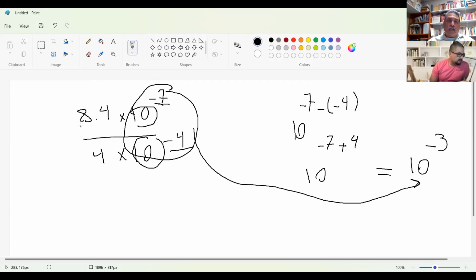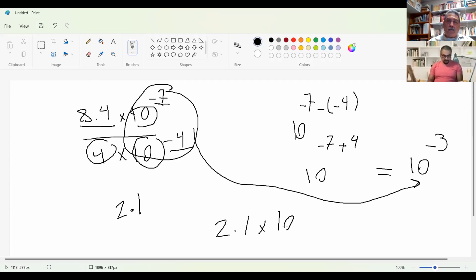Then I have to divide 8.4 by 4. It's simple, you can know it from memory. 8.4 divided by 4 is 2.1. Okay. So the final result is 2.1 times 10 to the power of minus 3. Do you follow me so far?